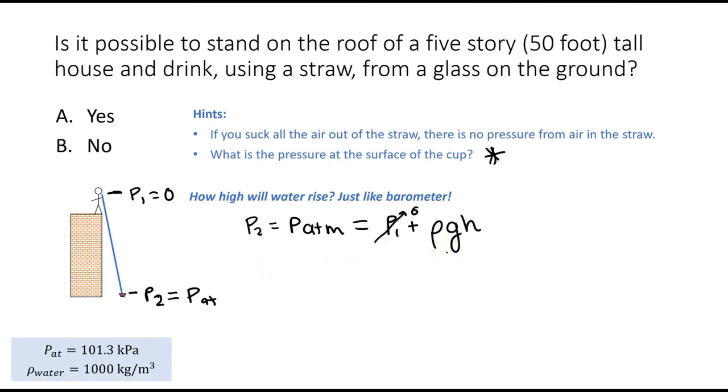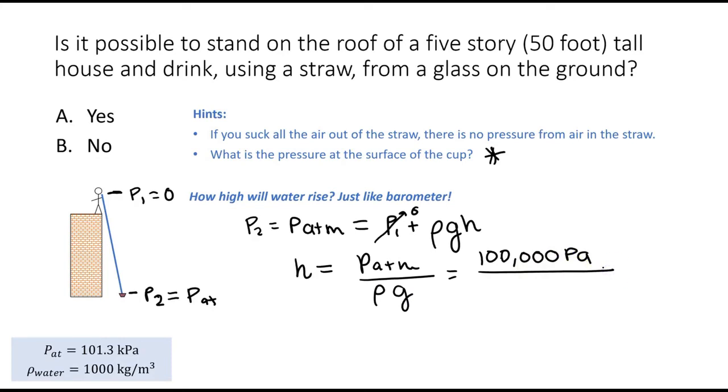We want to calculate how high it is possible to get the fluid to rise in the straw. So I can solve for H. H is just going to be equal to P atmosphere divided by rho times G. P atmosphere we know is equal to 100,000 pascals. Then we have rho, the density of water, which is 1,000 kilograms per meter cubed. Lastly, we know G, let's use 10 meters per second squared. I'll be good and use units.